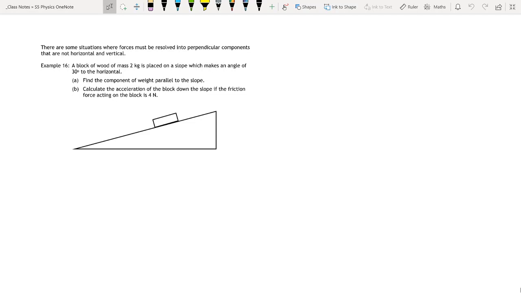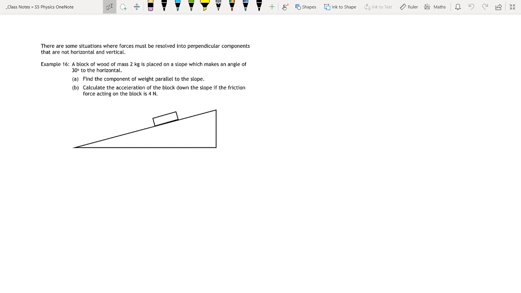We've done our F equals MA revision. We've also now done resolving the vectors. Remember, if you've got something going at an angle, you can work out the x component and the y component of it. So this is kind of like taking all of those into account. There are some situations where forces must be resolved into perpendicular components that are not horizontal and vertical. So all of these are things going down slopes.